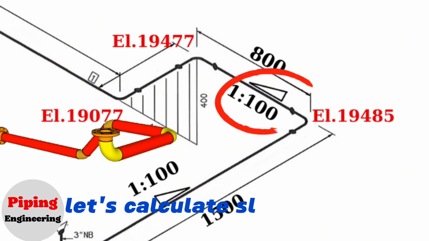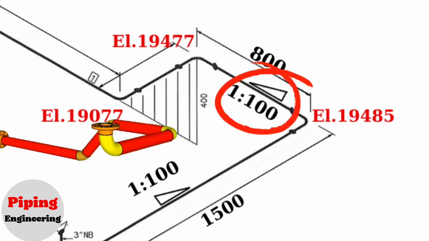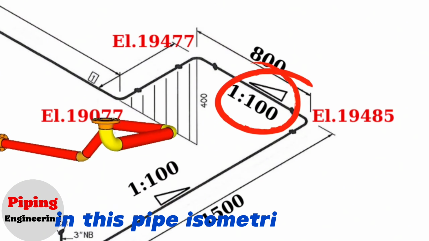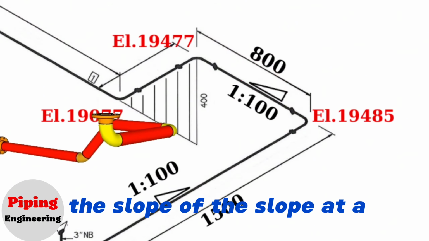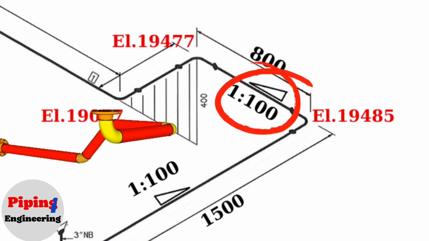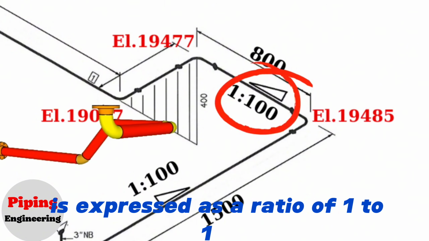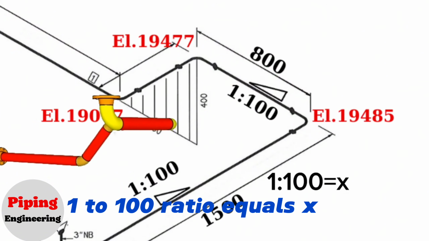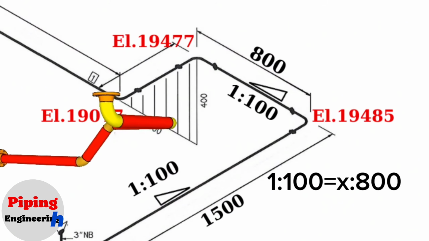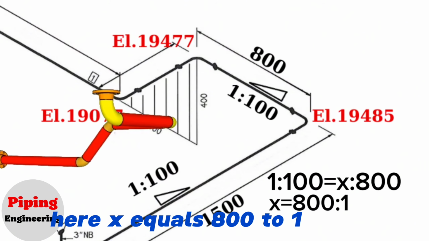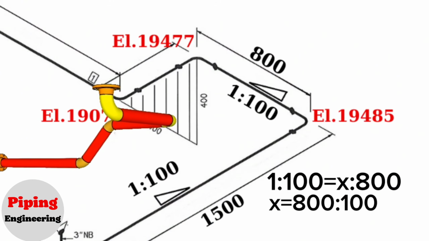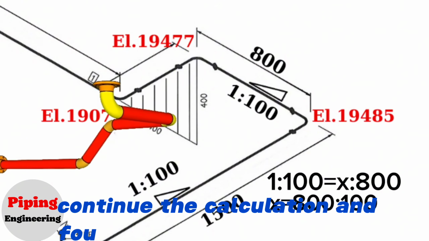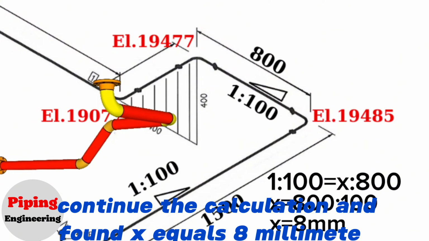Let's calculate the slope ratio now. In this pipe isometric drawing, the slope at a horizontal distance of 800 is expressed as a ratio of 1 to 100. 1 to 100 ratio equals x to 800. Here x equals 800 divided by 100. Continuing the calculation, we find x equals 8 millimeters.